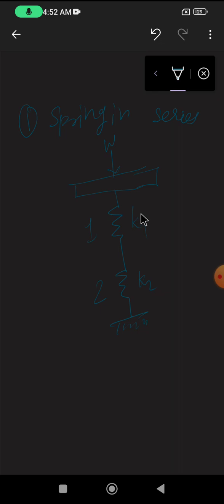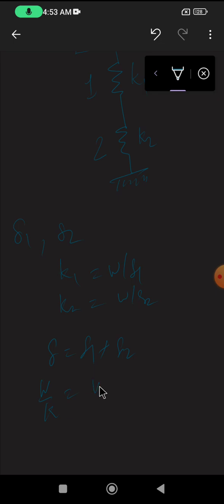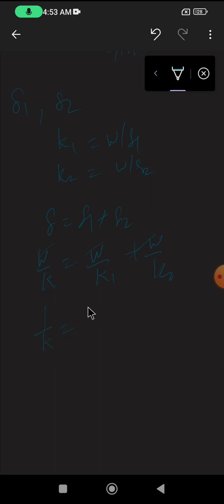Suppose there are two springs having stiffness K1 and stiffness K2, and W is the load carried by the springs. Now there will be a deflection, let's say delta 1 is the deflection of spring 1 and delta 2 is the deflection of spring 2. So K1 will be equal to W by delta 1 and K2 will be equal to W by delta 2. The total deflection of the spring will be delta is equal to delta 1 plus delta 2. So W by K is equal to W by K1 plus W by K2. So W gets cancelled out. So 1 upon K is equal to 1 upon K1 plus 1 upon K2, where K is the combined stiffness of the springs.